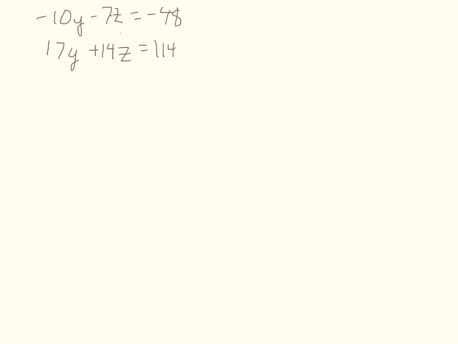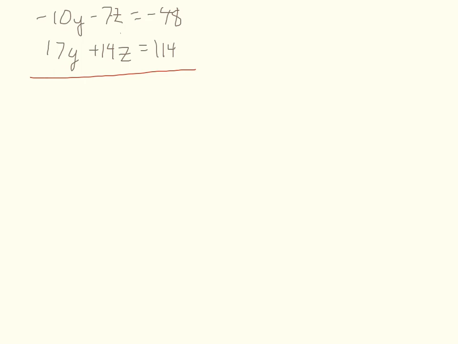Okay, here we go. So we solved for x, and we plugged x into both of the other two equations. X fell out, and we get this negative 10y minus 7z equals negative 48, 17y plus 14z equals 114. And so at this point, it really doesn't matter which equation you use or which variable you plug into, because they both are pretty ugly. But let's just use the first equation and solve for z.